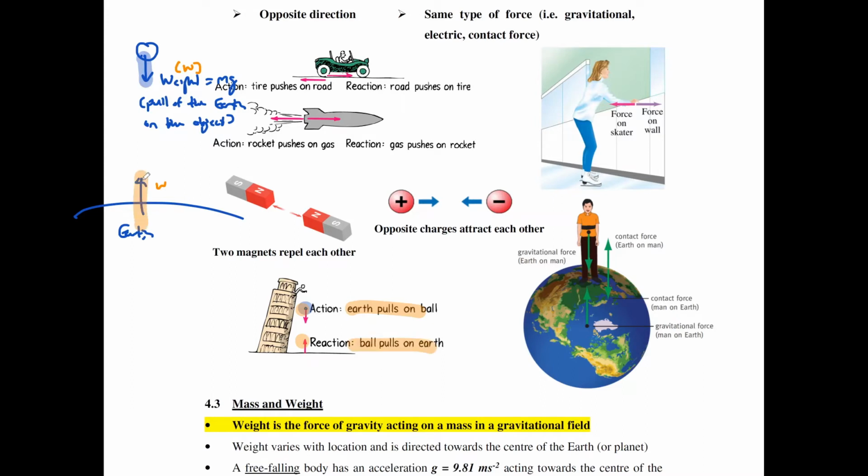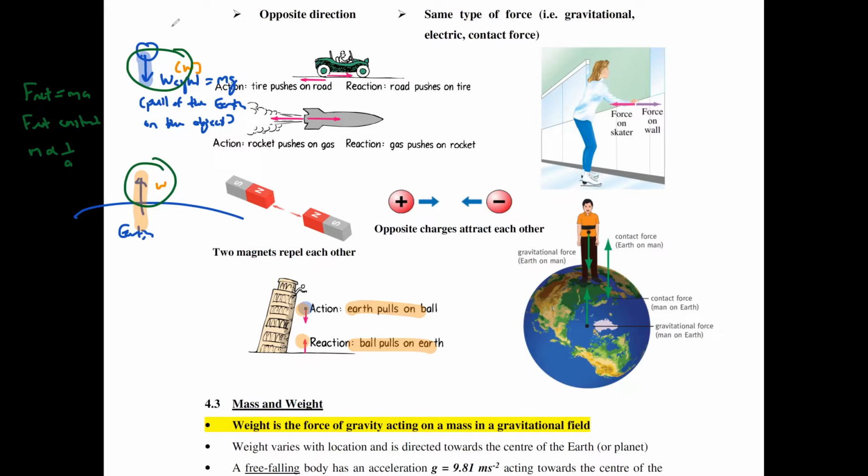Now you may be wondering, if the ball is pulling up on the Earth, why isn't the Earth moving towards the ball? Instead, the ball is moving towards the Earth. It has something to do with the mass. If you recall the equation F net equals MA, right now this force and this force are equal and opposite. They are the same force. So F net is constant. That will mean that mass is inversely proportional to A.